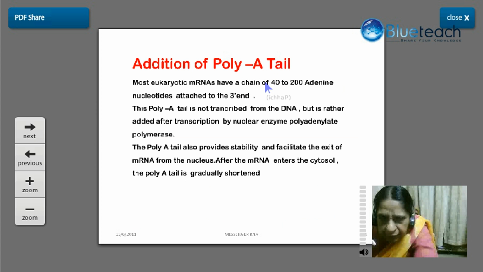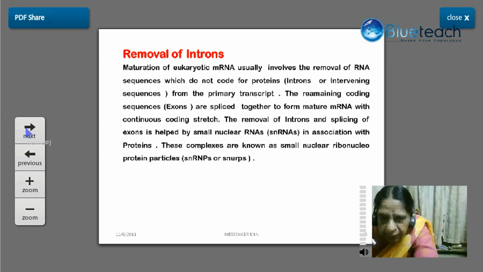Addition of a poly A tail. Most eukaryotic messenger RNA have a chain of 40 to 200 adenine nucleotides attached to the 3' end. This poly A tail is not transcribed from DNA but is added after transcription by the enzyme polyadenylate polymerase. Poly A tail also provides stability and facilitates the exit from the nucleus. After messenger RNA enters the cytosol, the poly A tail is gradually shortened.